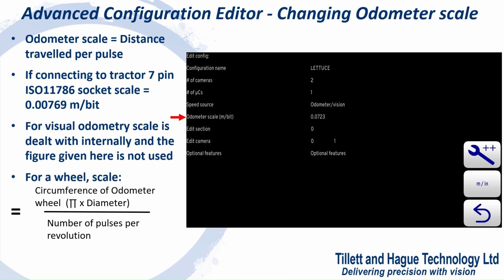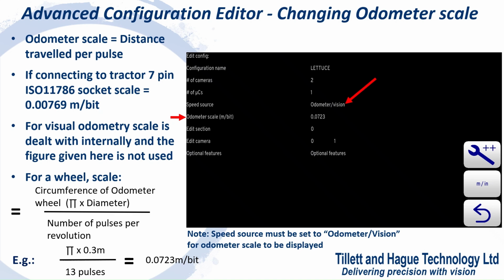If you are using an odometer wheel to generate odometer signals, then the scale is calculated by dividing the circumference of the wheel by the number of pulses per revolution. In this example, for a 0.3 meter diameter wheel fitted with 13 studs, the scale would be 0.0723 meters per bit. In order for odometer scale to be displayed, the speed source should be set to odometer/vision. In the case of an isobus input, this is pre-calibrated, so does not necessitate an odometer scale.